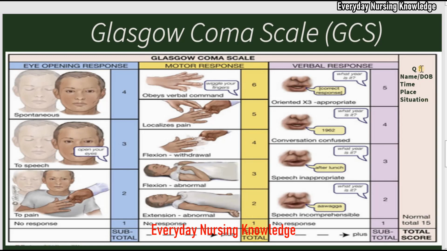If the patient answers all these questions correctly, then you will give a score of 5. If the patient answers a question incorrectly, let's say you ask what year is it and the patient says a wrong answer, you can say the patient is confused and you give a score of 4.